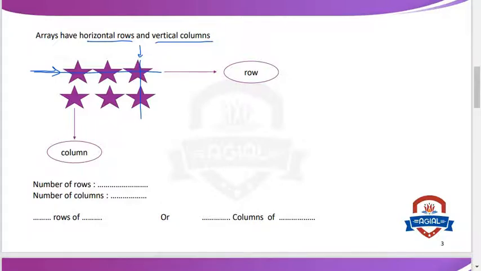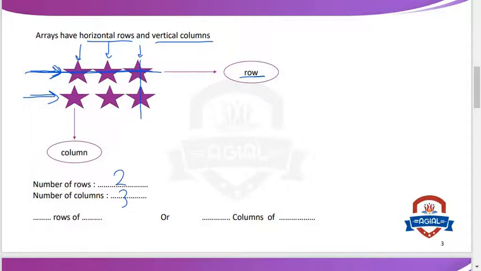This is called row, and row from left to right. Row go from what to what? From left to right. And the columns go from up to down. So in here, number of rows. How many rows from left to right? 1, 2. So we write in here 2. Number of columns. How many columns do we have? 1, 2, 3. So we will write 3 in here. So we have 2 rows and 3 columns.